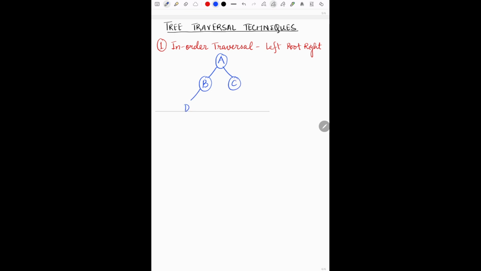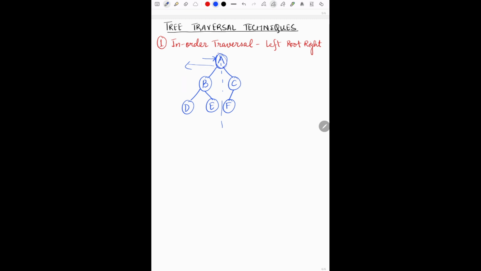So this is the binary tree that I am going to traverse with the help of in-order traversal. If I write the in-order traversal for this particular tree, when we traverse, first we come to the root, and then since I want the in-order traversal, I should visit the left subtree first. So we go to the left part of this node A.